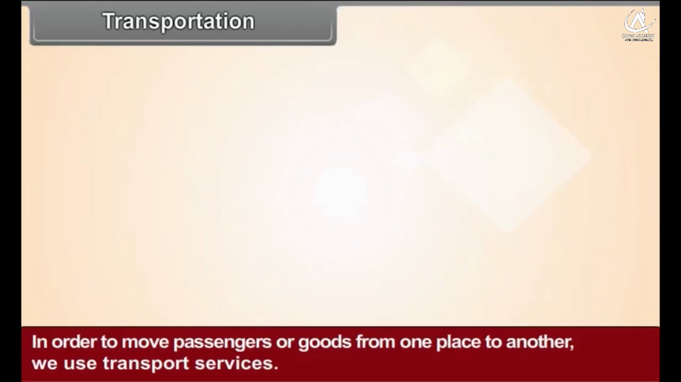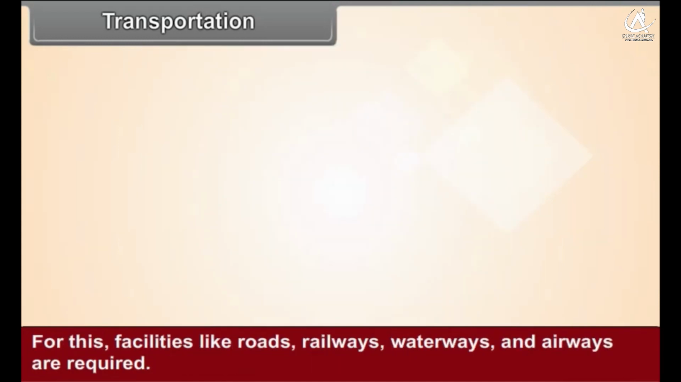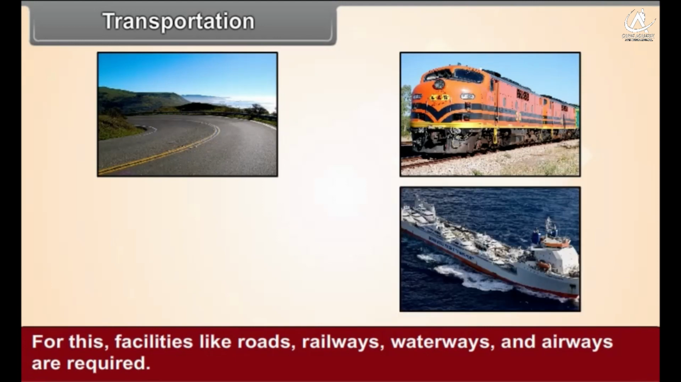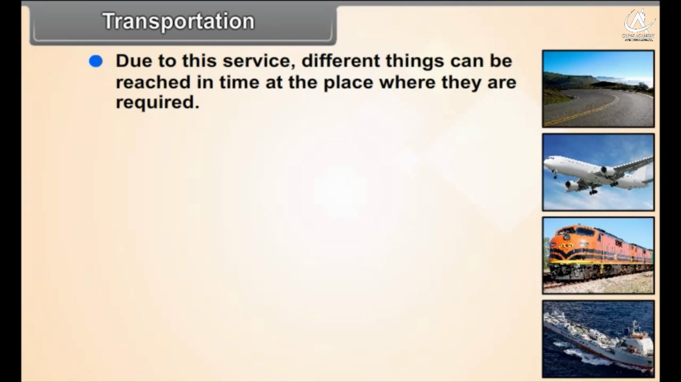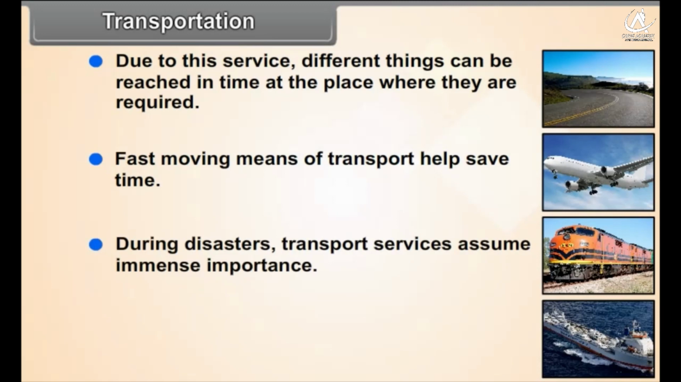Transportation. In order to move passengers or goods from one place to another, we use transport services. For this, facilities like roads, railways, waterways and airways are required. Due to this service, different things can be reached in time at the place where they are required. Fast-moving means of transport help save time. During disasters, transport services assume immense importance.